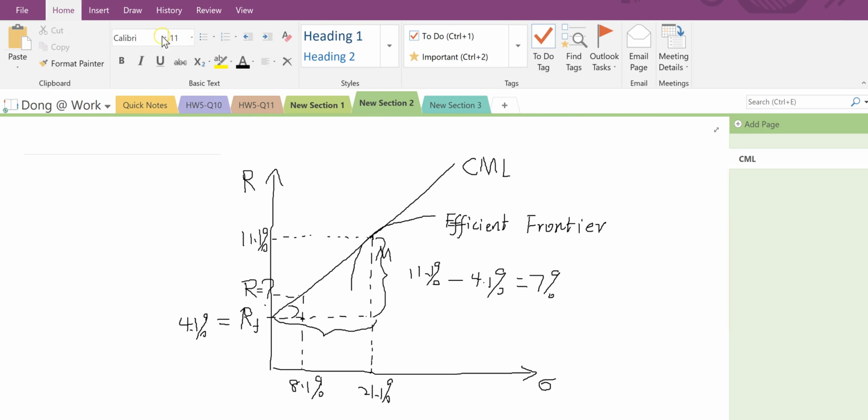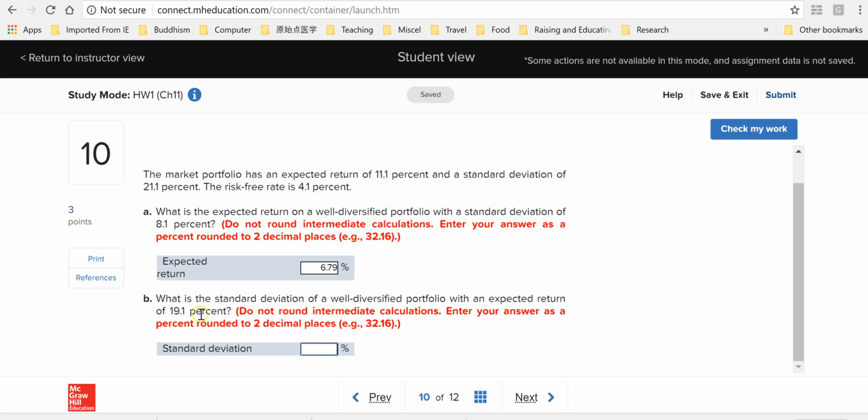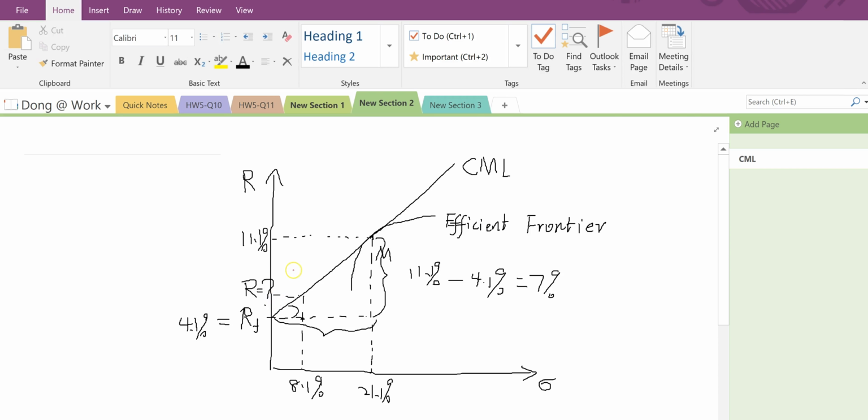Let me use the red pen just to differentiate it from the other point. So now we know the return here is 19.1%, right? And because the market return is 11.1%, 19.1% has to go above that. So you can see that the point has to be somewhere here. Suppose this is the 19.1%. The scale may not be perfect, but you see what I'm trying to explain here. So now the unknown becomes this sigma. What is this sigma?